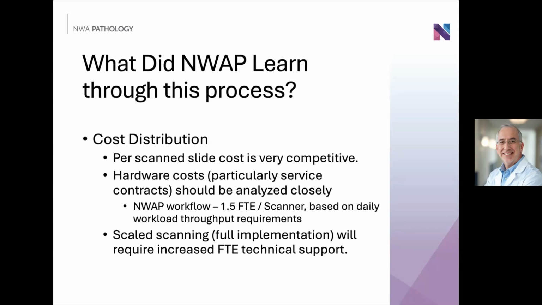So if we want to support 3 remote pathologists or digitize 3 pathologist workloads on any given day, we would need 2 scanners. While we can currently manage that scanning volume with our existing slide distribution staff, scaling toward full implementation would clearly require additional technical support, and that must be factored into the financial model for any organization.